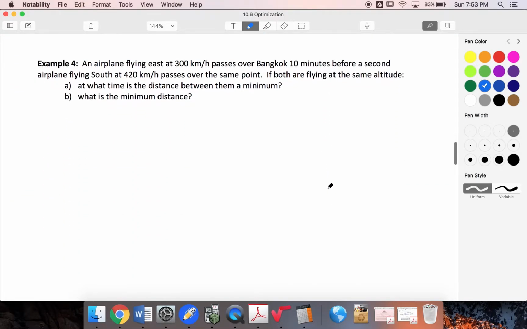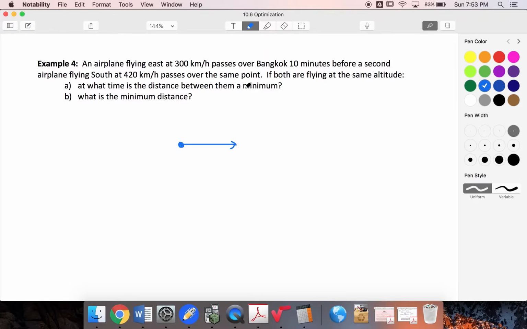So if we look at this, we've got an airplane flying east at 300 kilometers per hour. So that's my speed. I pass over Bangkok 10 minutes before a second plane flying south at 420 kilometers per hour passes the same point. So if I think of this point, I've got my one plane flying east.